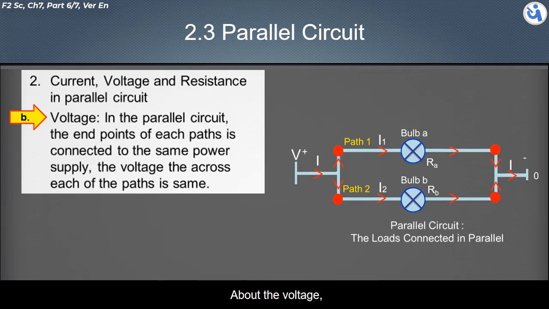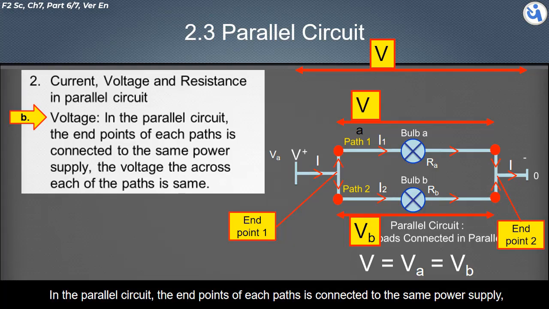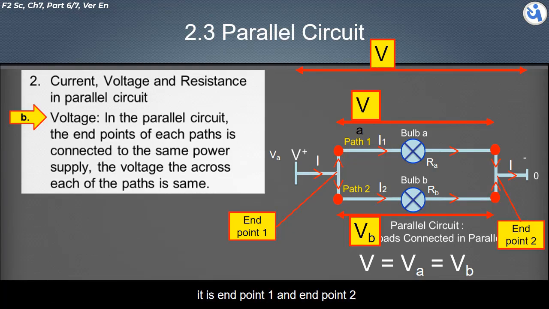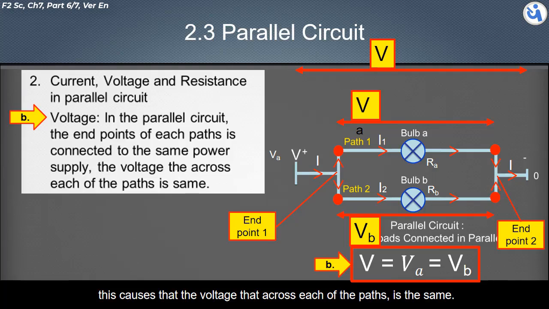About the voltage. In the parallel circuit, the endpoints of each path are connected to the same power supply, endpoint 1 and endpoint 2. This means that the voltage across each of the paths is the same.